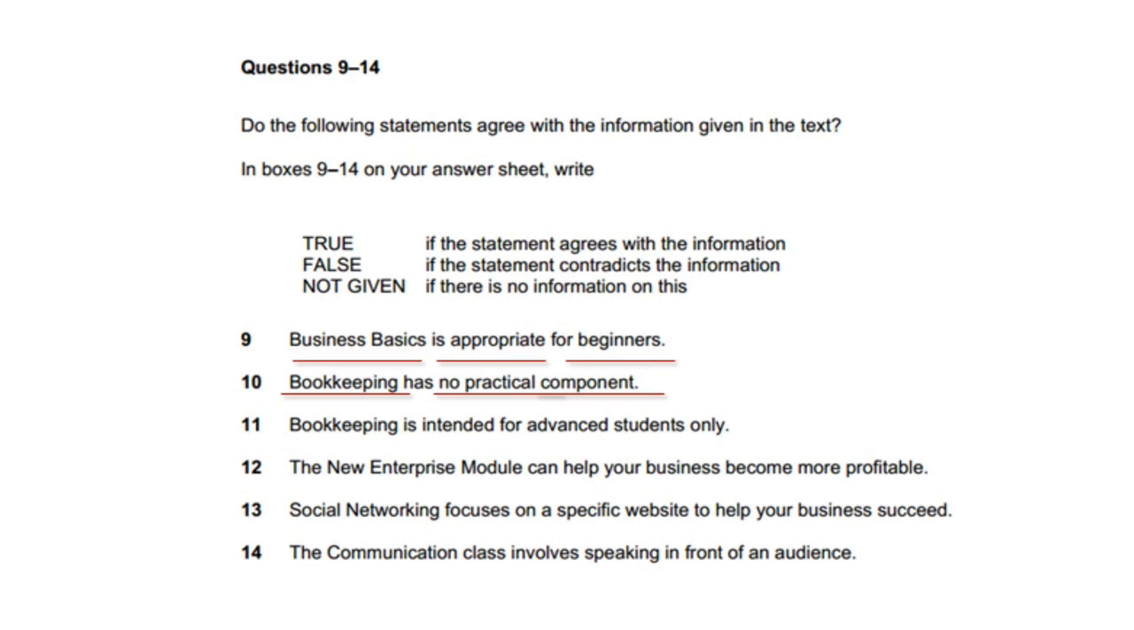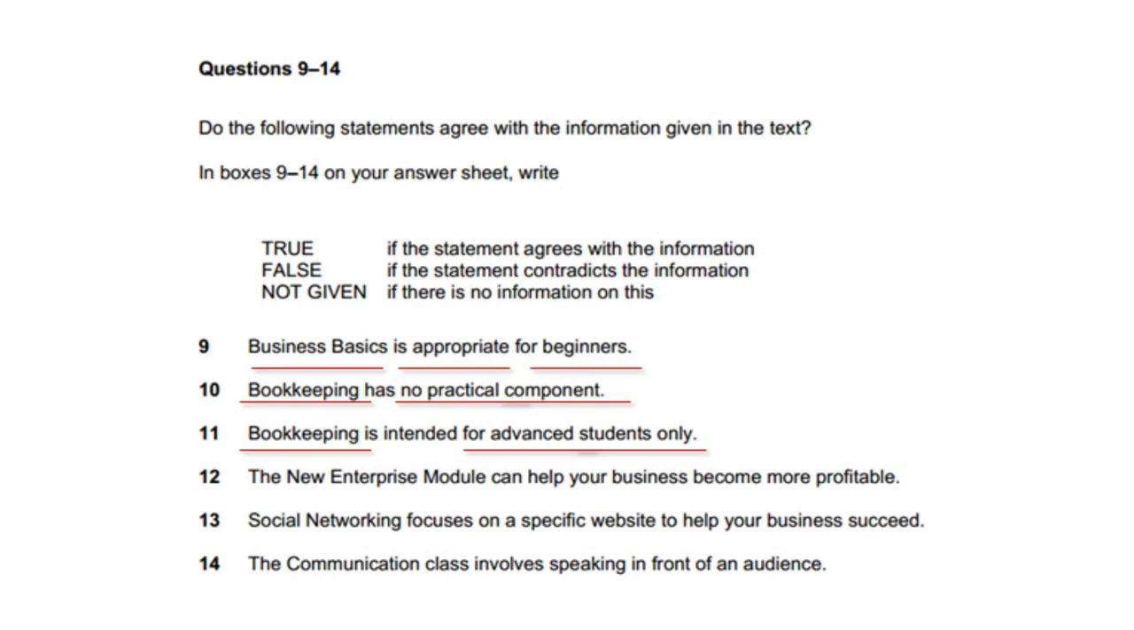Number 11 states, bookkeeping is intended for advanced students only. We need to work out whether this statement is true, false, or not given based on the information given to us in the text. So first, underline any keywords in the statement. I would underline bookkeeping, intended, advanced students only. This should be in the same text on bookkeeping that we looked at already, so check here first.